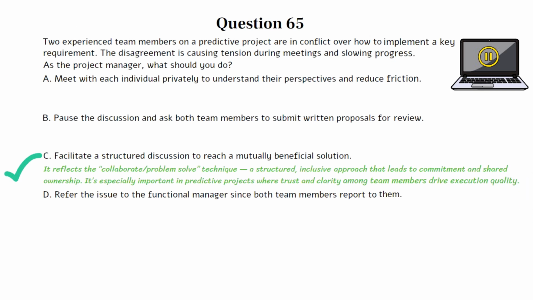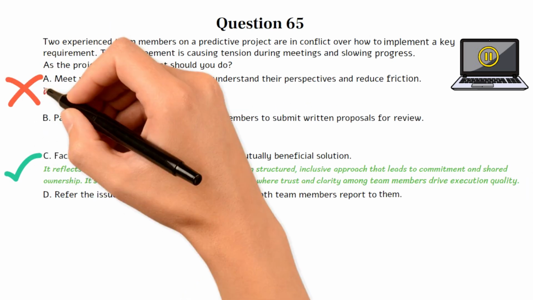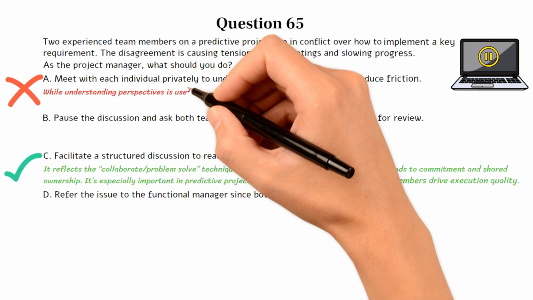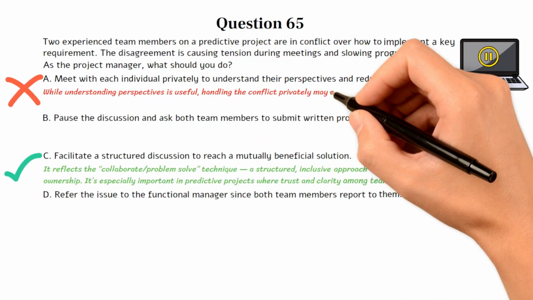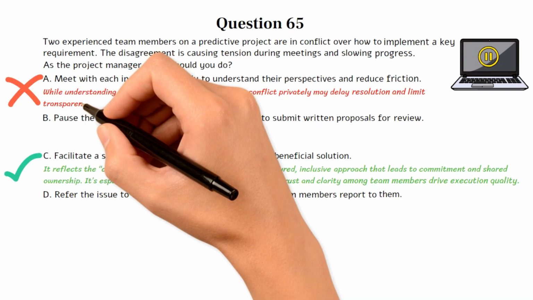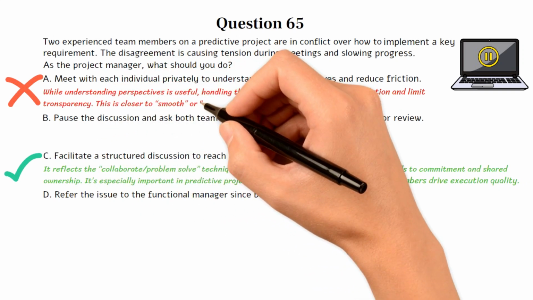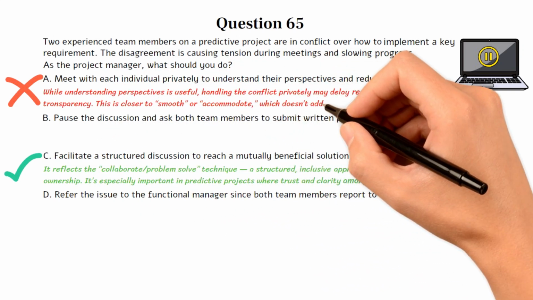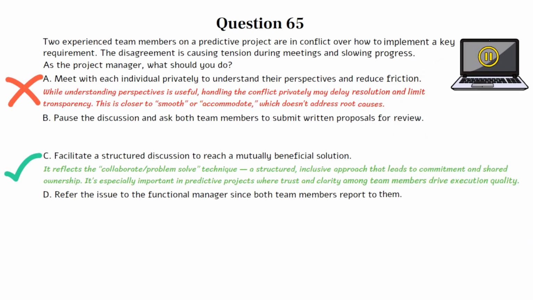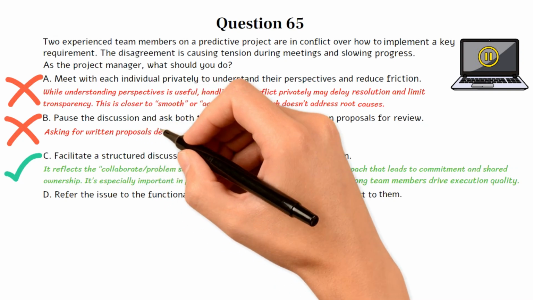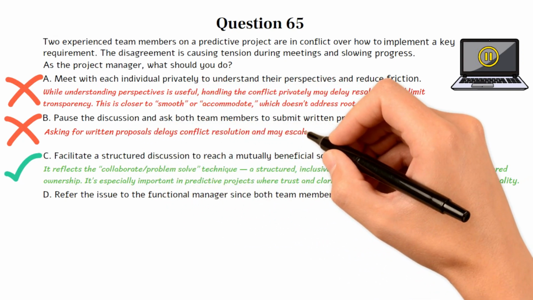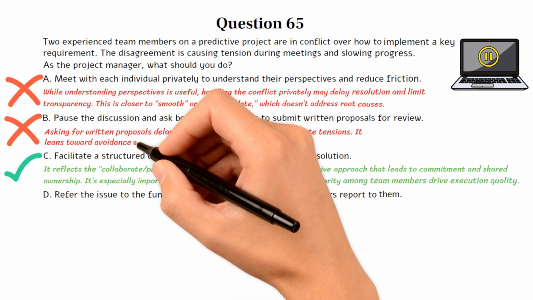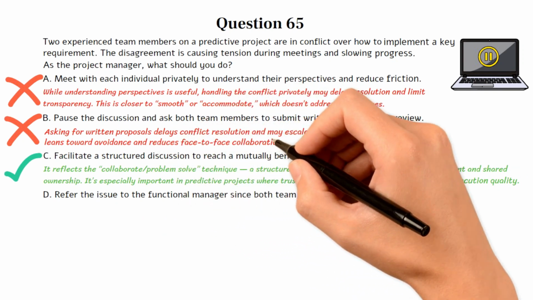Choice A is incorrect. While understanding perspectives is useful, handling the conflict privately may delay resolution and limit transparency. This is closer to smooth or accommodate, which doesn't address root causes. Choice B is incorrect. Asking for written proposals delays conflict resolution and may escalate tensions. It leans toward avoidance and reduces face-to-face collaboration.